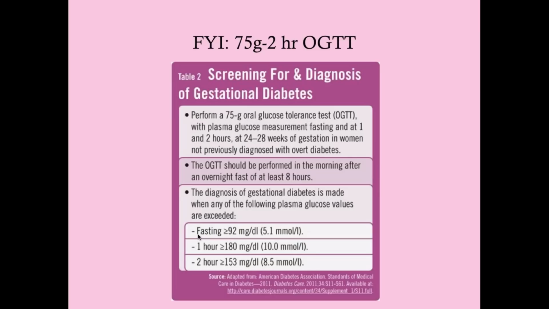And so they come in, and you take the fasting level, you then give them the 75-gram, and you take the blood glucose at 1 hour and then at 2 hours. And if any of these are positive, then you consider this woman to have gestational diabetes. Okay, but this will not be on the test. This is sort of a newer approach.